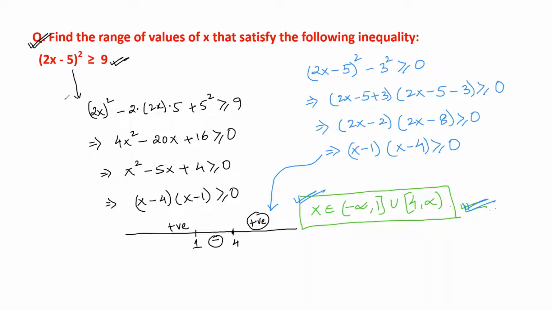So for such kind of inequalities, either we can expand it using the (a minus b) whole square formula and then find the factors, or we can simply use the a square minus b square formula to find the factors, from which we can find the range of values of x which would satisfy the given inequality.